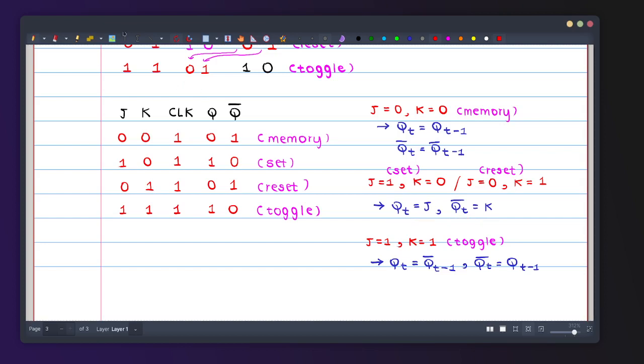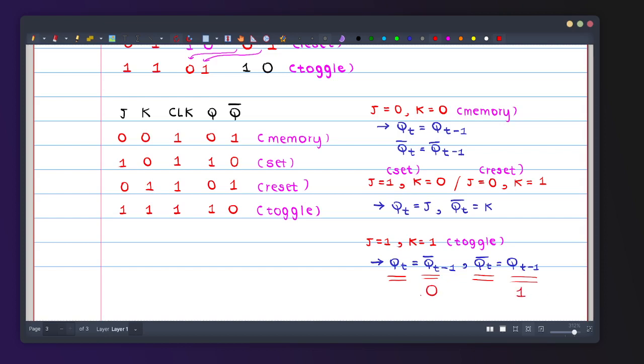And what happens when both J and K are 1? When J and K are 1, Q and Q complement undergo alternating changes. It toggles. So Qt basically becomes Q complement t minus 1. Whatever Q complement was in the previous state, it's going to become the Q now. And whatever Q complement is now is going to become Q from the previous state. So if Qt was, actually we'll not look at Qt, we'll look at Qt minus 1. Let's imagine Q complement t minus 1 was 0 and Qt minus 1 was 1.